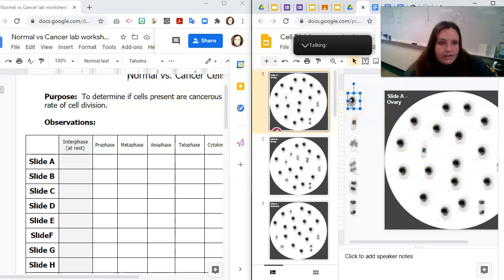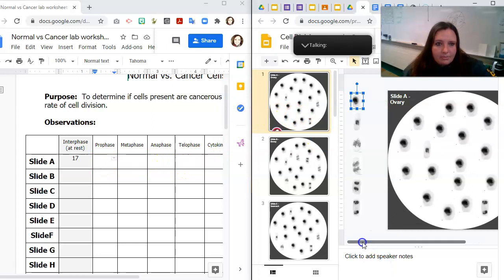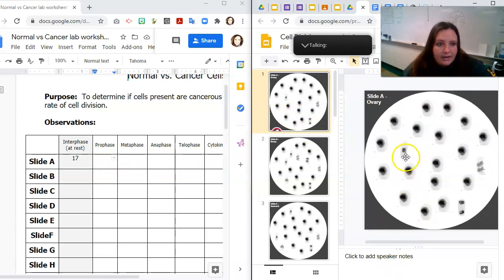So interphase here, I see 1, 2, 3, 4, 5, 6, 7, 8, 9, 10, 11, 12, 13, 14, 15, 16, 17. Okay, on this one I'm going to put that there were 17 in this view. How many of them were going through prophase? I'm going to match that up. Prophase is going to look like this, and as far as prophase goes, I only see one cell there.